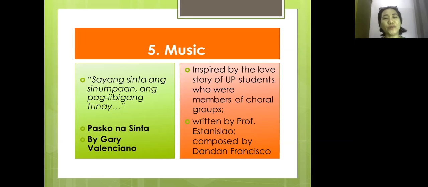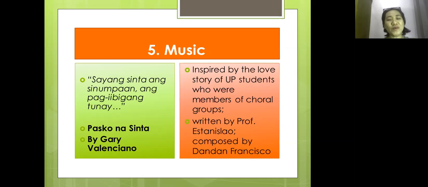Because when you try to understand music with your thoughts and feelings, with your heart in it, then you will exactly get what it conveys. So basically, I just want to give you the background of this Pasko na Sinta. It's all about a song inspired by the love story of youth students who were members of choral groups in their time, which was written by a UP Prof. Estanislao and composed by Don Francisco.